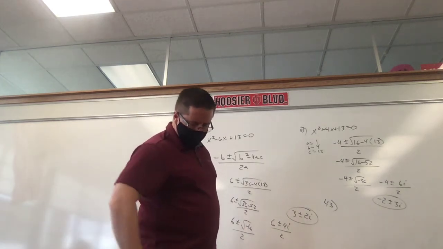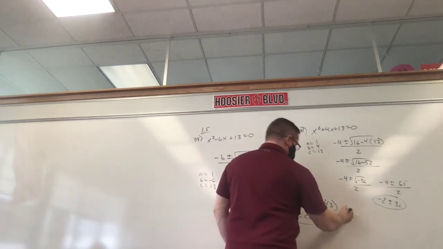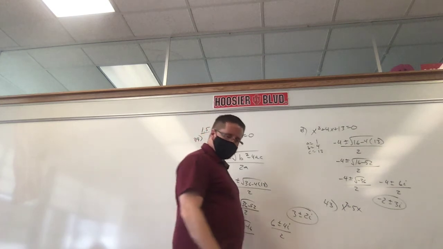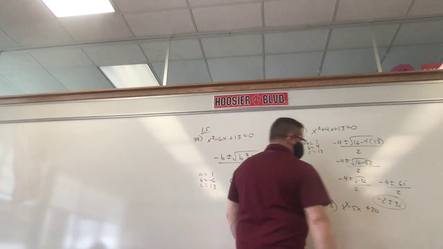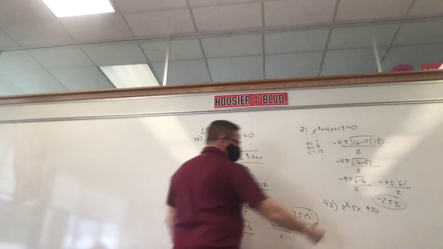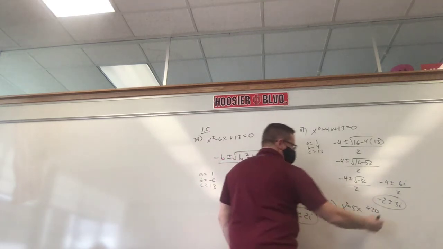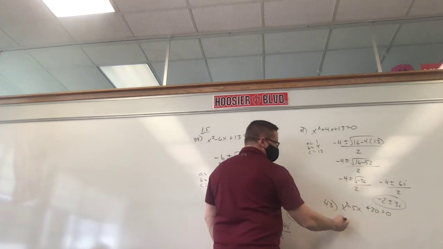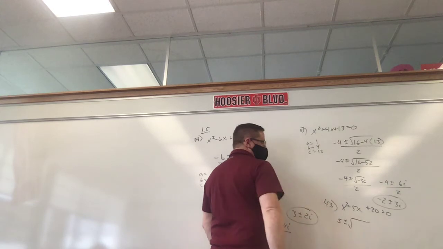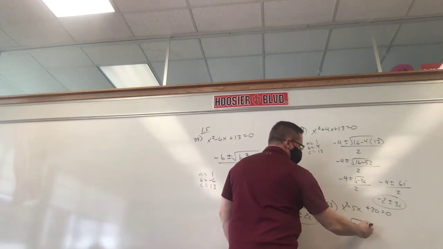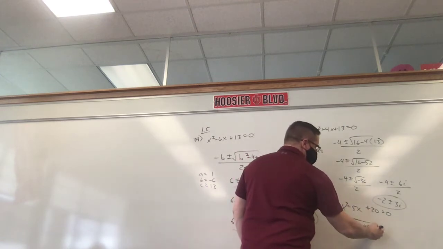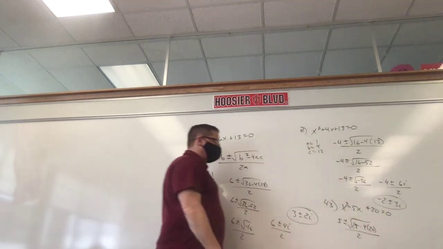So 43, x squared minus 5x plus 20 is 0. Again, this doesn't factor. So I'm not gonna write A, B, and C equals. You should be able to tell me A is 1, B is negative 5, and C is 20. So negative B is positive 5, plus or minus the square root of B squared, negative 5 squared is 25, minus 4 times A times C, which is 1 times 20, which is 20, over 2 times 1, which is 2.